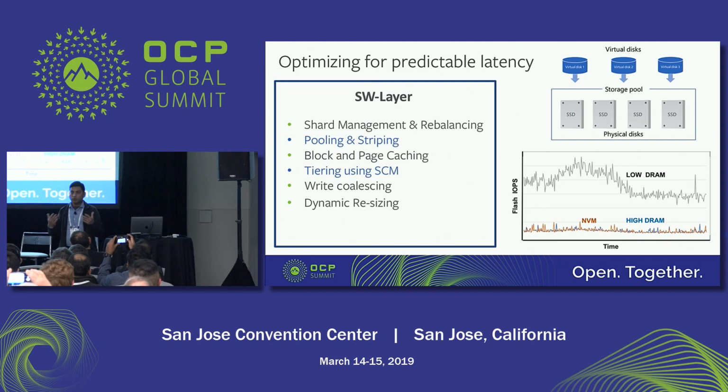We can have storage class memory and use tiering of block and page caches between DRAM and SCMs. In the picture on the bottom, you can see the flash IOPS are dramatically dropped if you use a high DRAM solution or a tiered solution which uses storage class memories like Intel Optane and low latency NANDs like ZNAND. Write coalescing is a technique where we sequentialize the random writes using some NVRAM buffers. We could do dynamic resizing of these logical volumes as we see fit to optimize for latency.